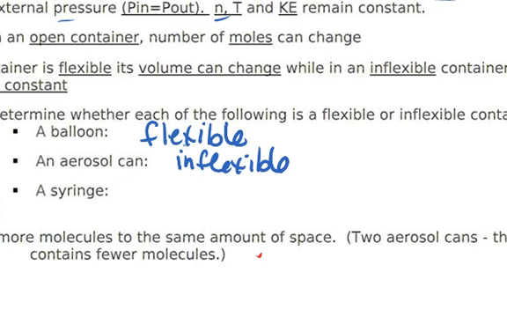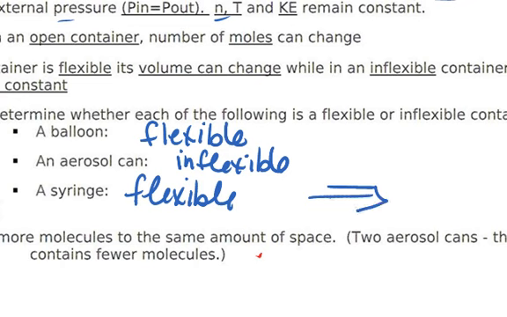Now think about a syringe for a minute. A lot of people like to think that syringes are inflexible because they have a hard outer shell. They're really flexible containers because in a syringe, you use the plunger to go back and forth, and you get to change the volume. So if the volume can change, that's our definition of flexible.